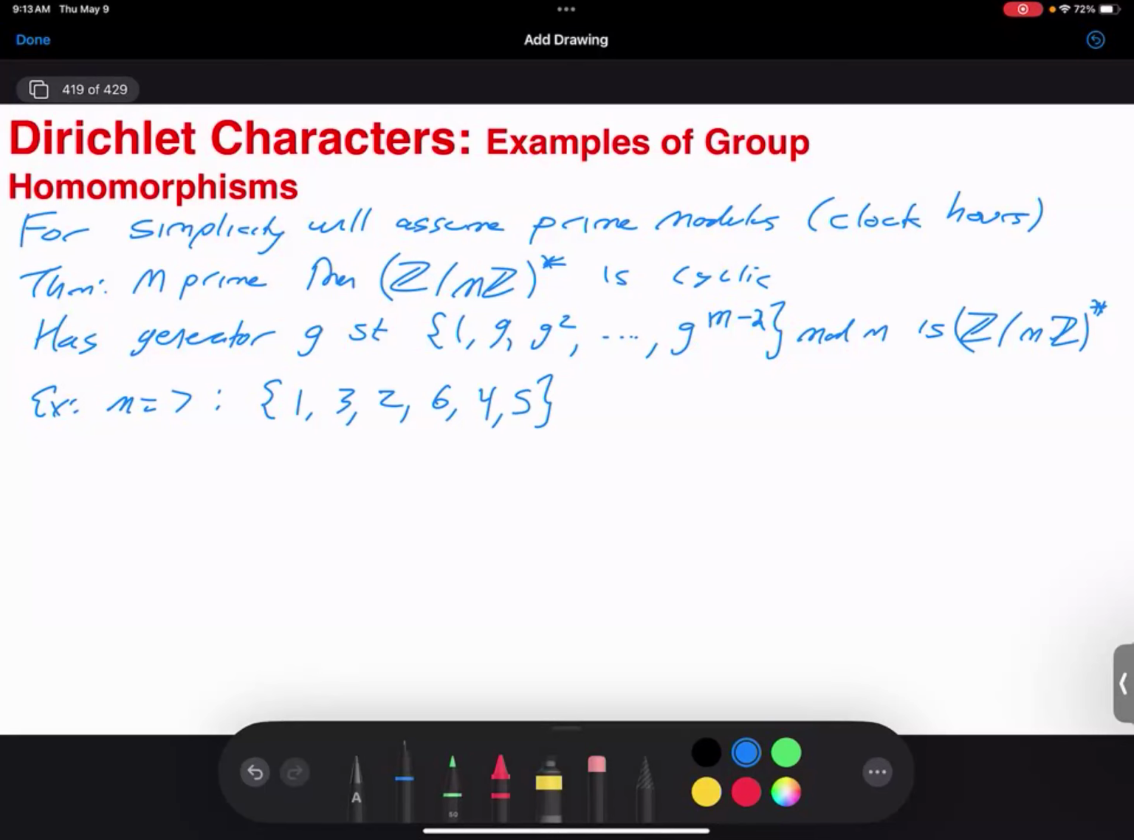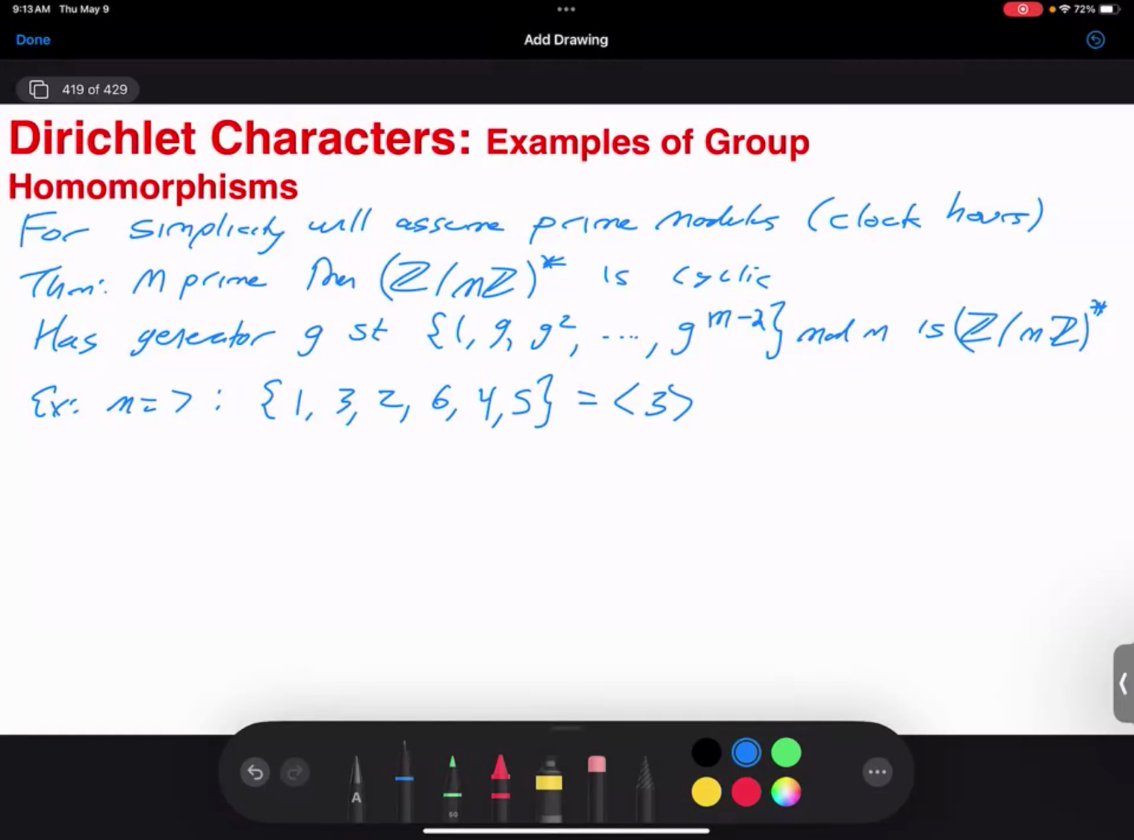So what would happen if I tried to use 3? 3 would be a generator. So I could take G equals 3. And we saw that we could not take G equals 2. 2 does not generate. 2 would give us 1, 2, 4, 1, 2, 4. So it's just nice to make things explicit.